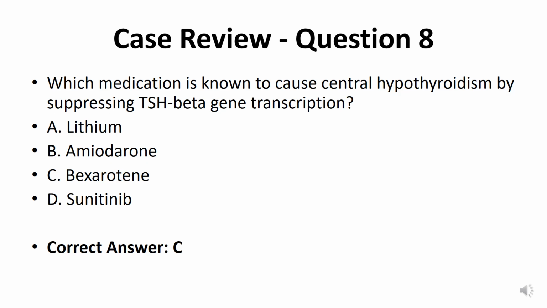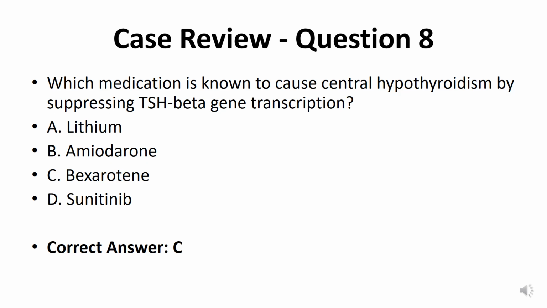Option B, amiodarone, can cause multiple thyroid disorders including iodine-induced hyperthyroidism, destructive thyroiditis, and hypothyroidism. However, it does not primarily act by suppressing TSH-beta gene transcription. Option D, sunitinib, is a tyrosine kinase inhibitor associated with thyroid gland injury and gland failure. Again, this produces primary thyroid dysfunction rather than pituitary suppression.